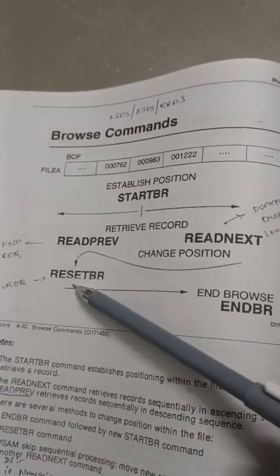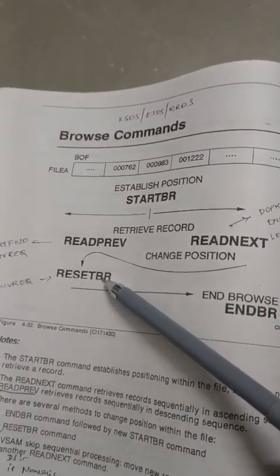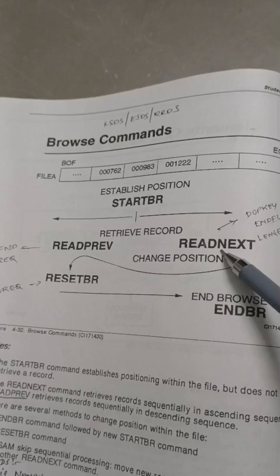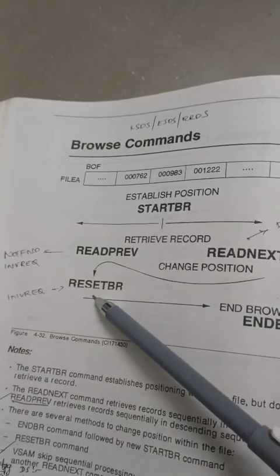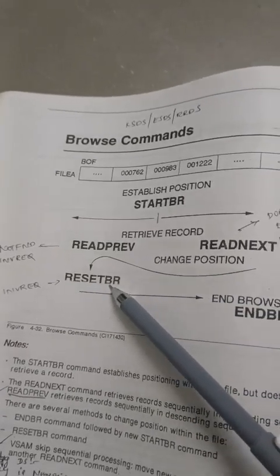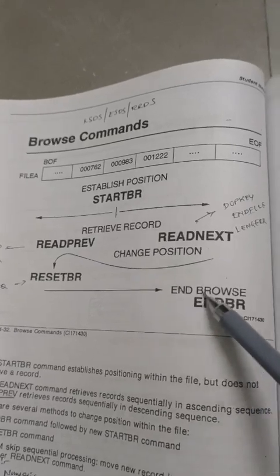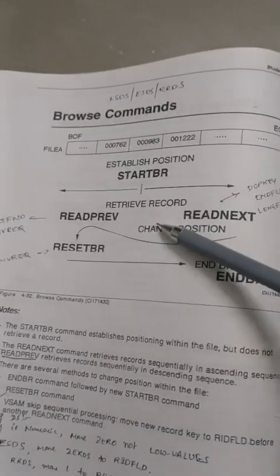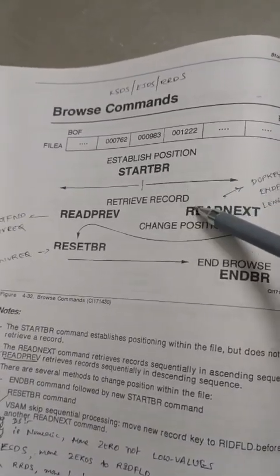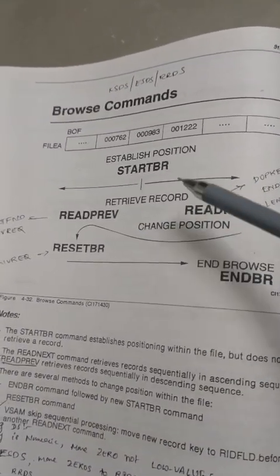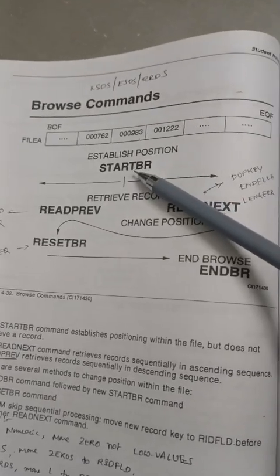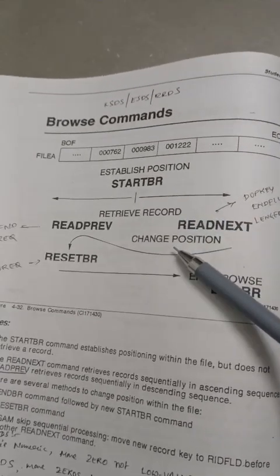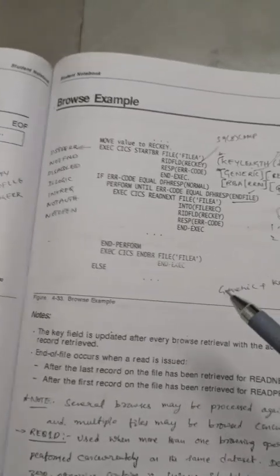This is the command to change the position: the reset browse option. While reading next, if you want to change the position, yes means you have to give reset browse, and at the end, the end browse option. If you don't want to change the position, just give the end browse option. These are the only five browse commands for VSAM file records in CICS.